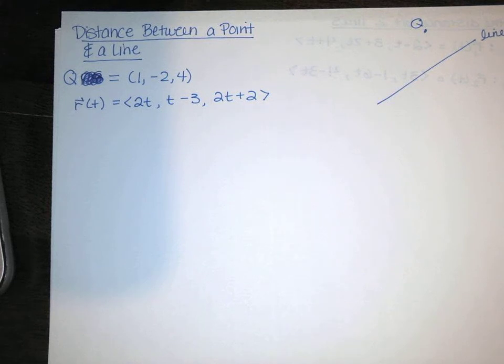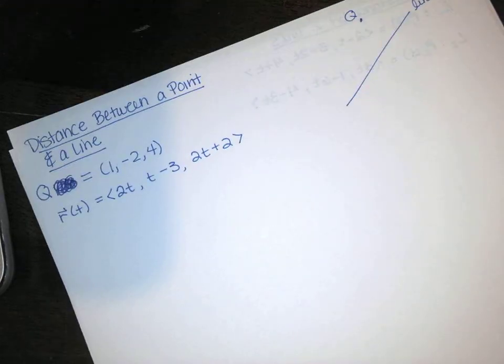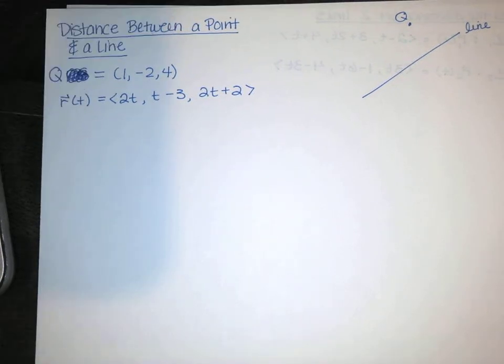In this video, I derive the formula for the distance between a point and a line. This is the example that we're going to do. And then once we know the distance between a point and a line, we can use that to infer the distance between two parallel lines.